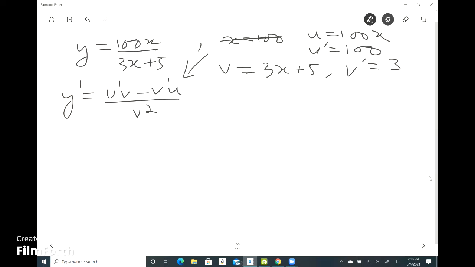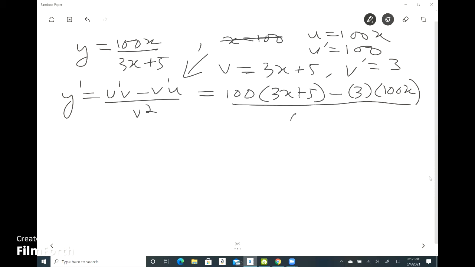Now you put in everything, what do you get? I get u prime, which is 100, multiplied by v, 3x plus 5. And then we minus, so make sure you have a minus sign over there, v prime, 3, multiplied by u, which is 100x. Everything divided by 3x plus 5.